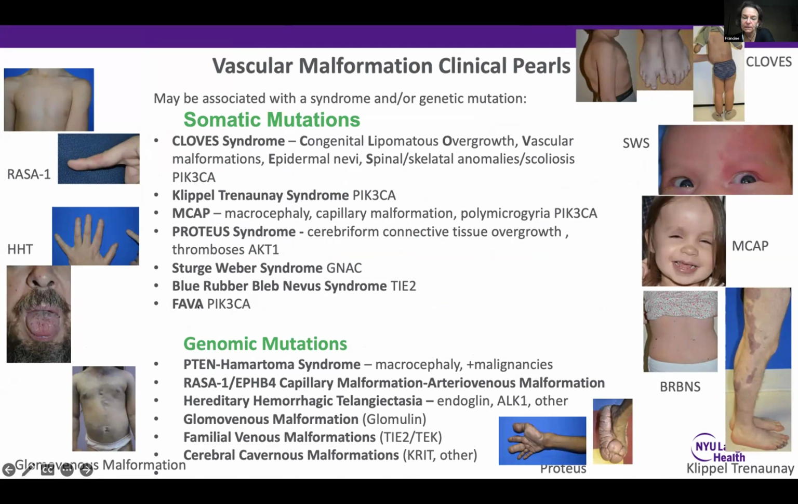FAVA is something you might see because patients come in with a painful mass, often in the lower extremity. Sometimes they are amenable to surgical resection, and other times they're treated with medication. Blue rubber bleb is something surgeons see because they're small venous malformations that are all over, including the GI tract, and there could be very significant bleeding that can come to the attention of surgeons.